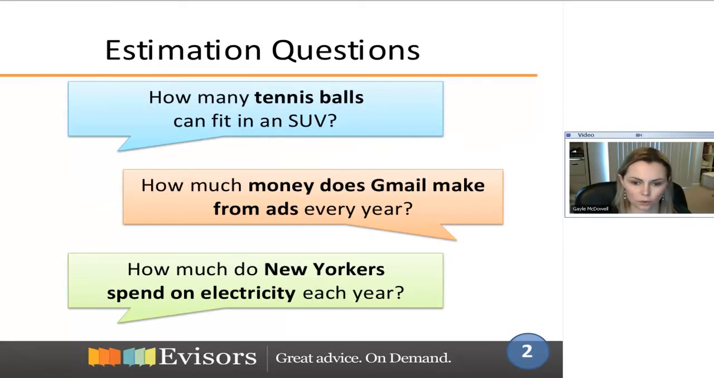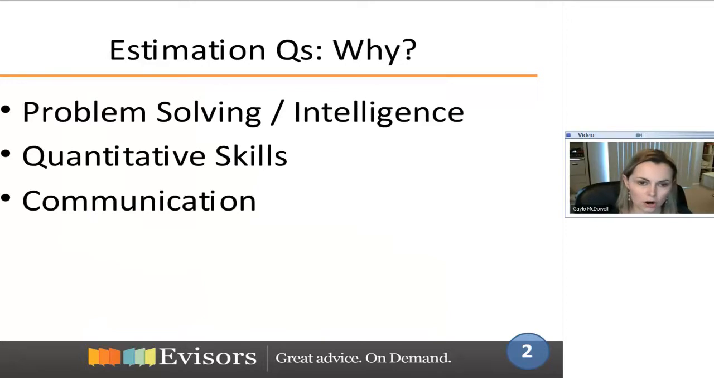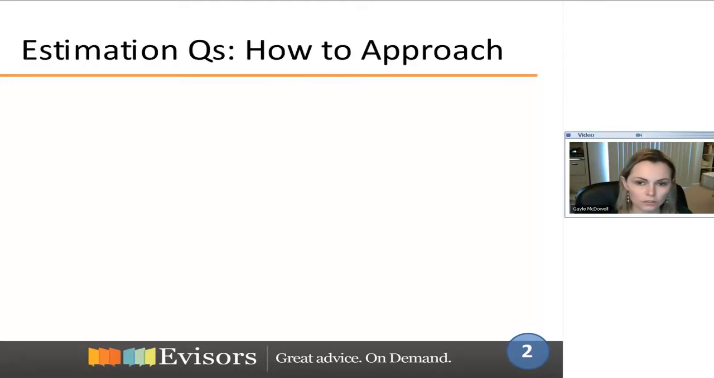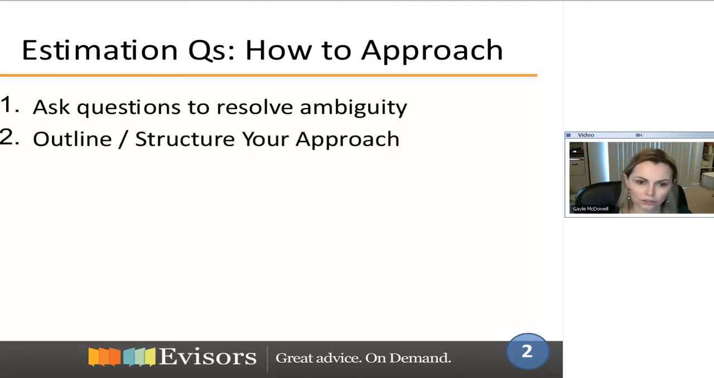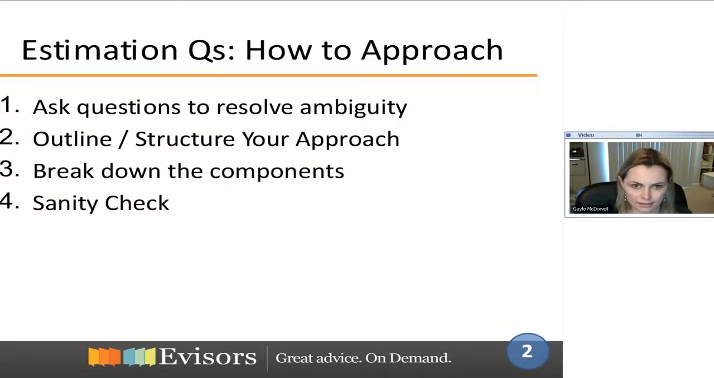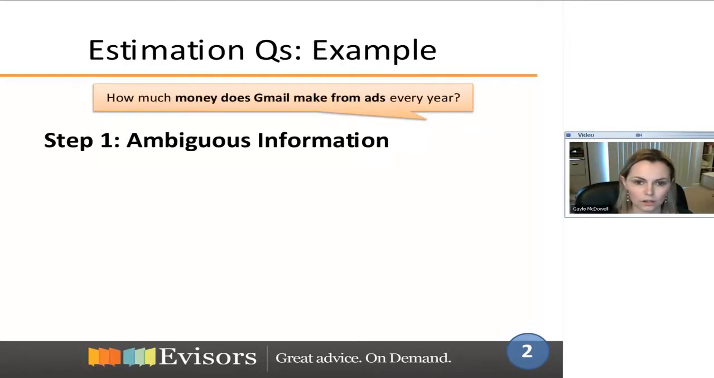Okay. The next thing is estimation questions. These questions can really scare people, but they aren't nearly as scary as they might seem. These things are designed to show problem solving or intelligence, quantitative skills, and communication. So to approach these things, do the following. First, ask a lot of questions, then outline and structure your approach. Then break down the components and solve those problems. And then sandwich check. I'll show this with a specific question.